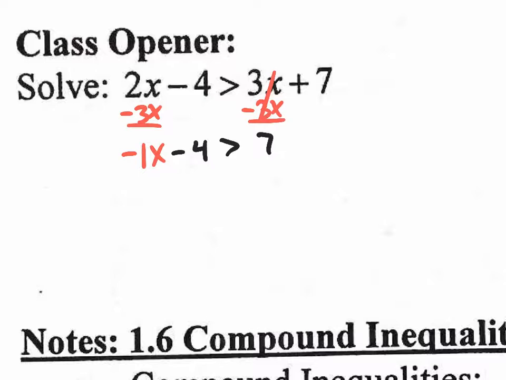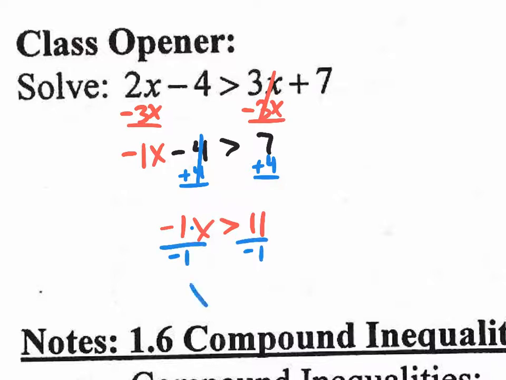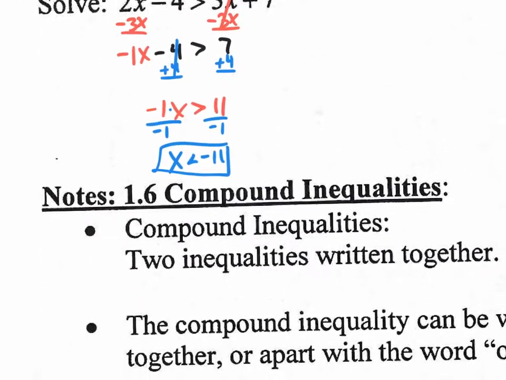Let's get that variable by itself. I'm going to get rid of the -4 by doing the opposite, +4. What I do to one side, I do to the other side. My new inequality will be -1x is greater than 11. My final step will be to get rid of this multiplication of -1 by doing the opposite, dividing by -1, and you'll get x is less than -11. Perfect. All right, let's move on to today's notes.